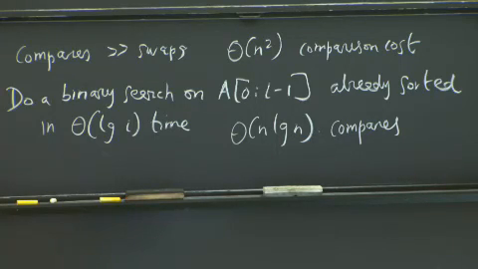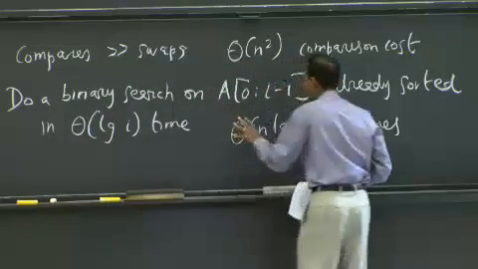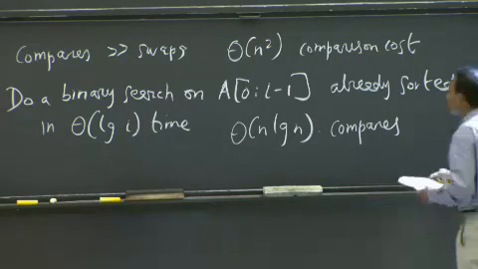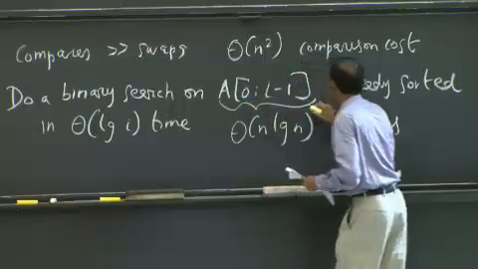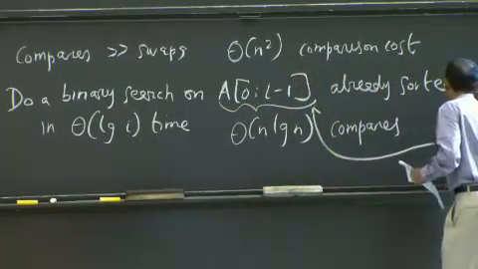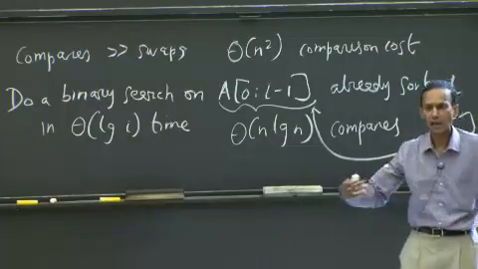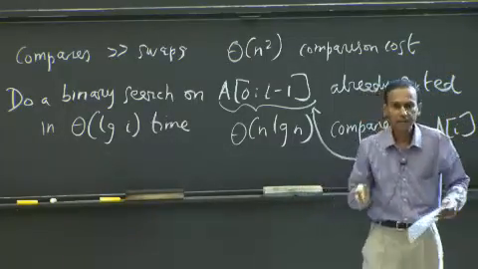No, because binary search will require insertion into A[0 through i minus 1], right? So here's the problem. Why don't we have a full-fledged theta n log n algorithm regardless of the cost of compares or swaps? We don't quite have that, because we need to insert our A[i] into the right position in A[0 through i minus 1].